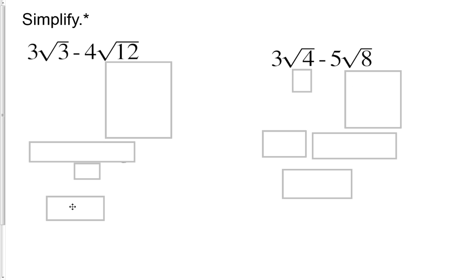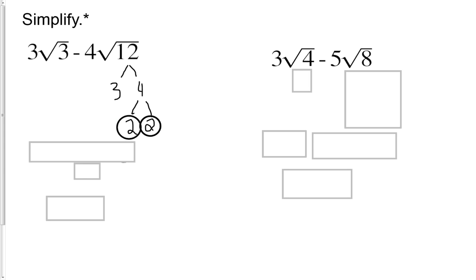And one last set. Again, try this on your own if you're getting the pattern. Pause the video. And continuing on, square root of 12 is 4 times 3. 4 is 2 times 2. So kind of circling my pair. We got a 2 here and a 2 here. So one of those is going to come out.